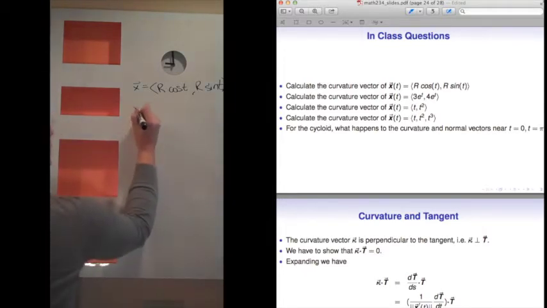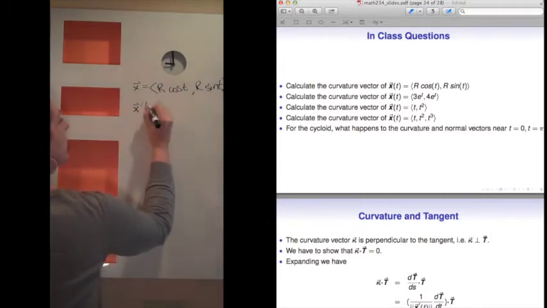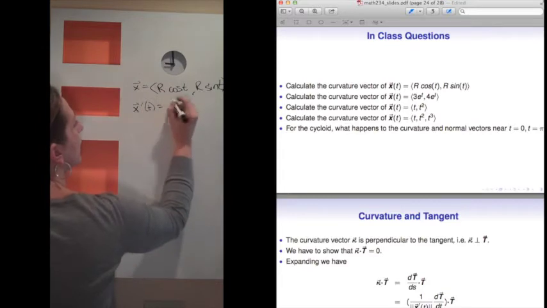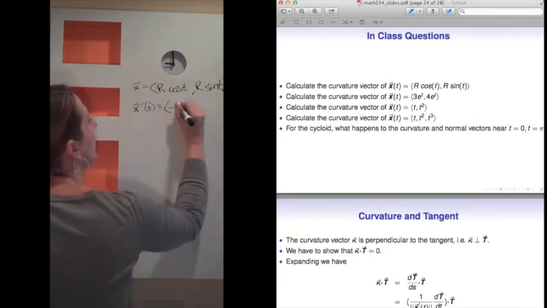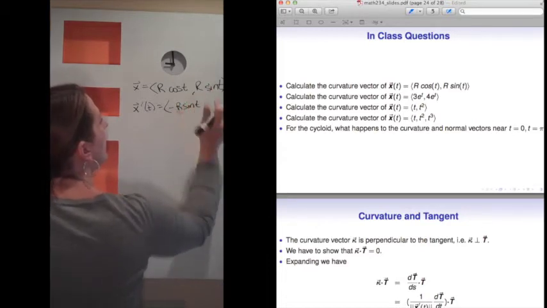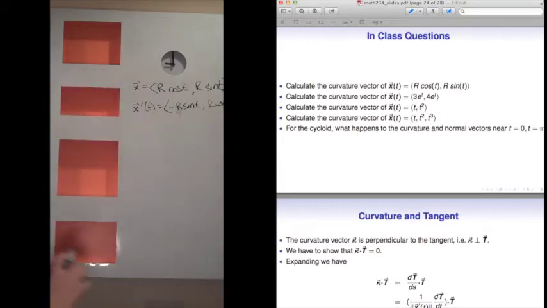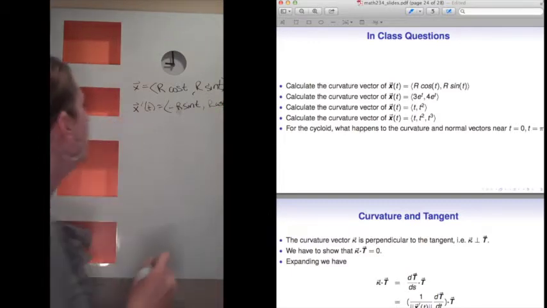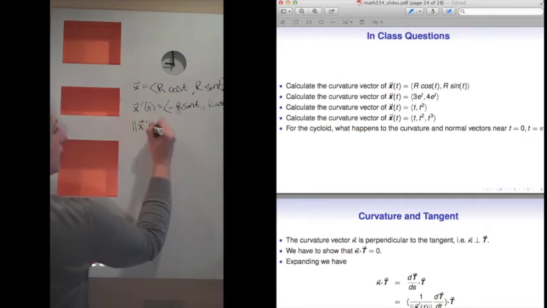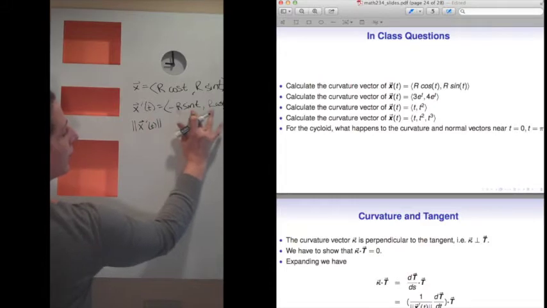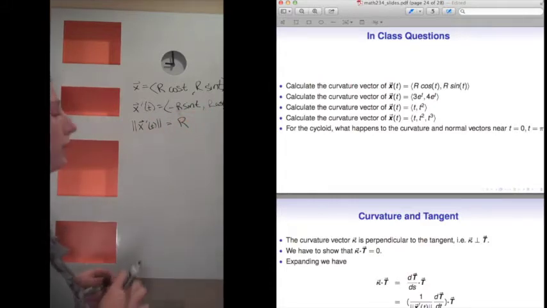All right, so first let's just calculate. First thing you want to do is just calculate the time derivative. Okay, so that is minus r sine t, and this is r cosine t. If I take the length of this, you can see that it's simply constant. It's just r.